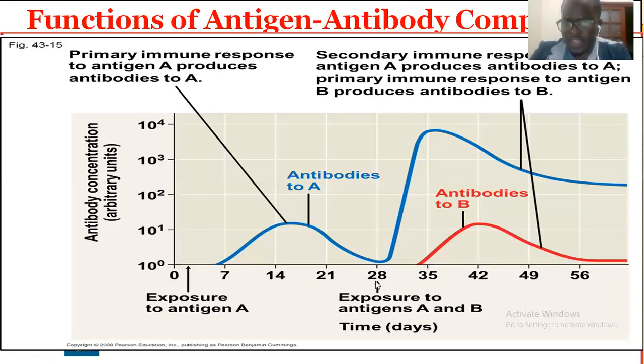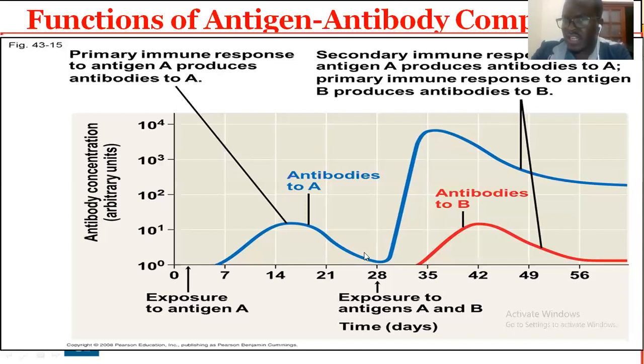So at day 28, you can see that there is exposure to antigen A and B. Antigen A was exposed before, but for antigen B, it's the first time we're getting exposed. So you're going to have two responses. You have the secondary immune response to antigen A because you already had the memory B cells and T cells. It will be very quick to respond because those memory cells will be activated into active plasma cells and the cytotoxic T cells that will attack the antigen. So it will be very simple for you to take care of that infection.